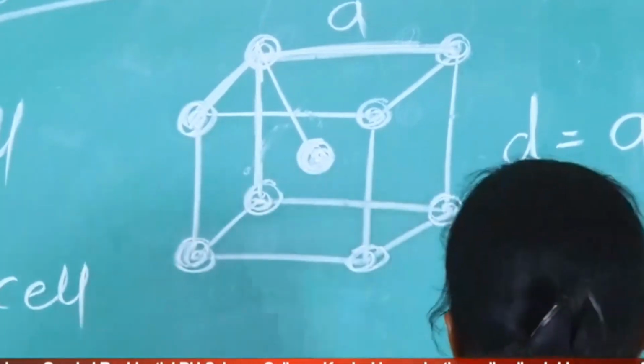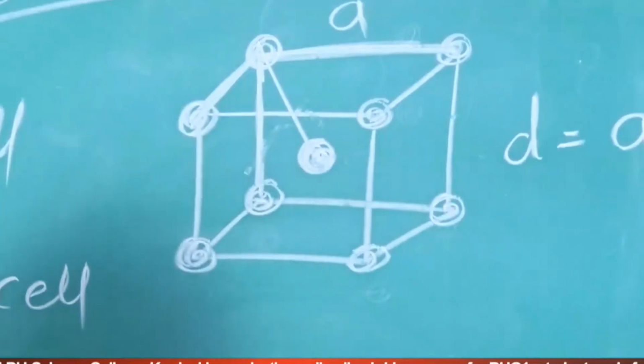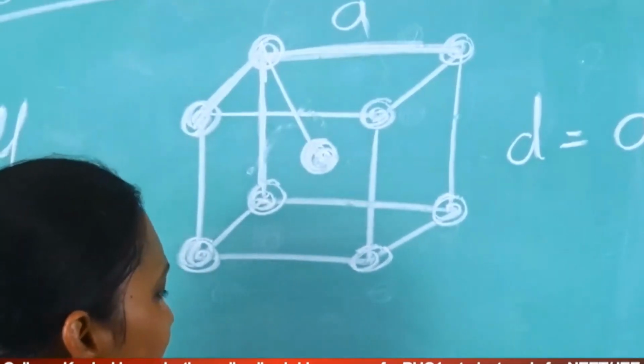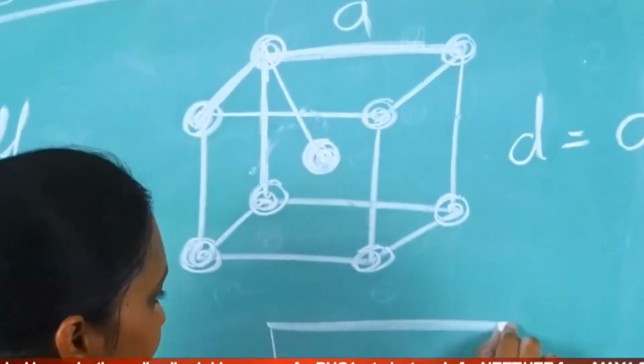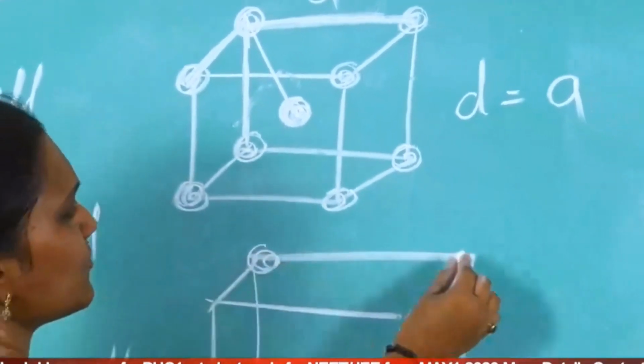Now here we need this distance. How to get this distance? Before this, better to do FCC, and from that we can get this BCC. In FCC, position of particles.